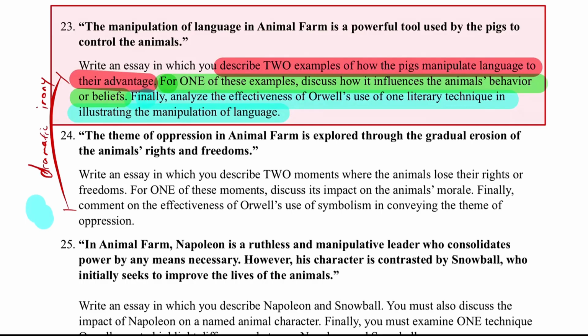So that dramatic irony is a very important technique that Orwell uses to illustrate how language is manipulated. Because we can see the manipulation, Squealer can see it because he's the one doing it, but nobody else seems to get it. I mean, Benjamin gets it, but he doesn't care, right? So dramatic irony, that's a good one. What are some other techniques we could use?